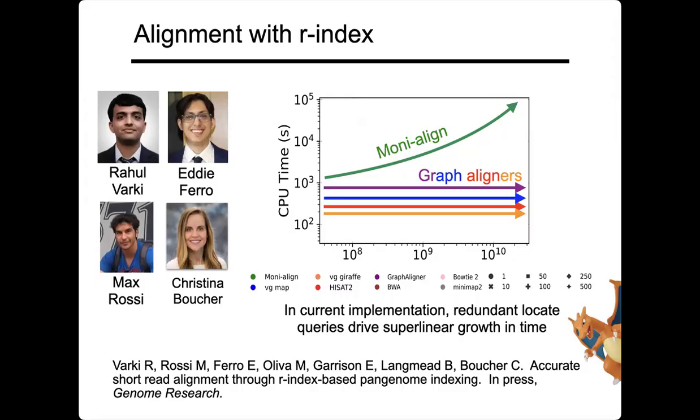Because of the collapsing into a graph, those tools do many locate queries. They only have to do locate queries with respect to the nodes in the graph, which are pre-collapsed. We, on the other hand, have to do locate queries proportional to the number of haplotypes in the pangenome. That's why we're not quite in R is R territory.